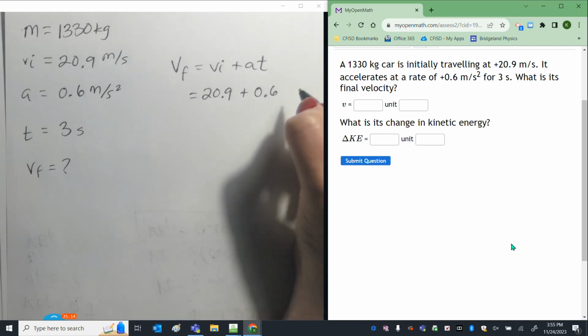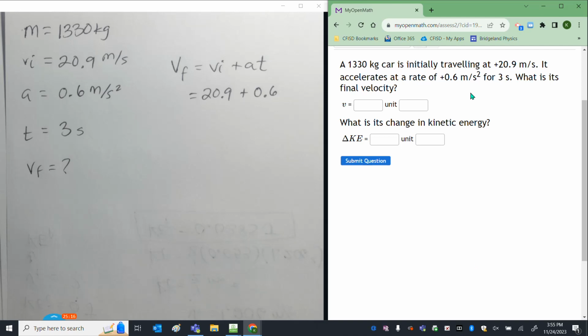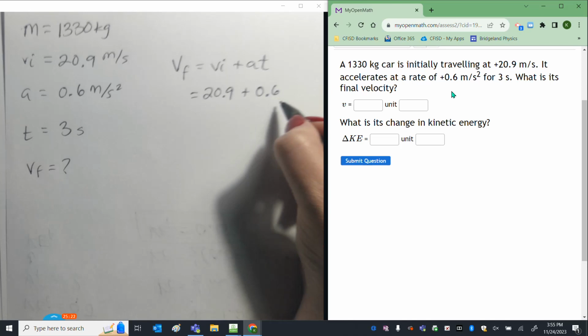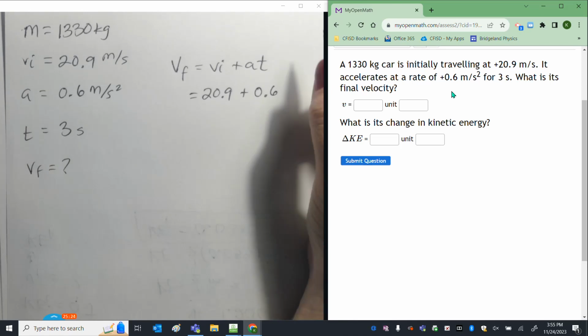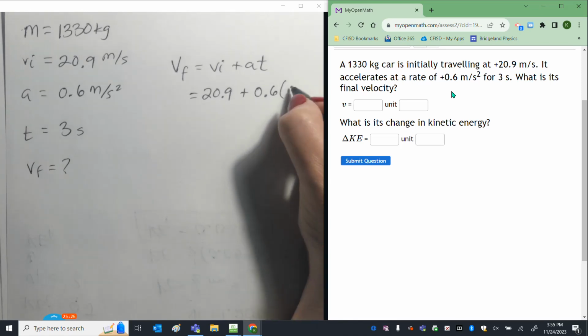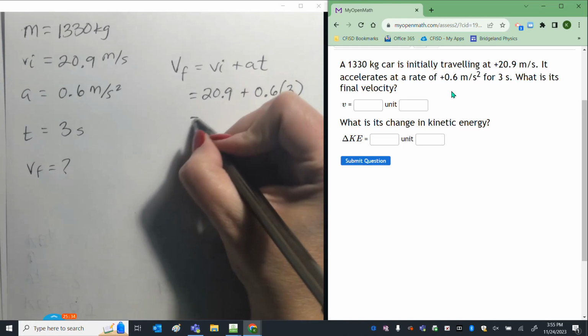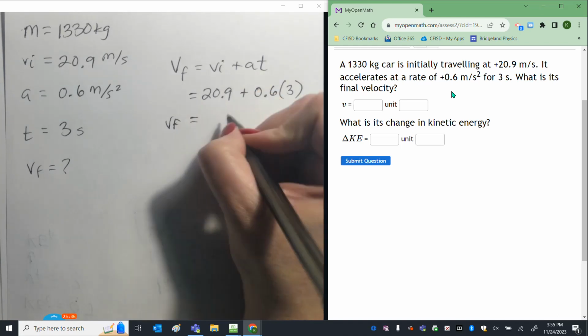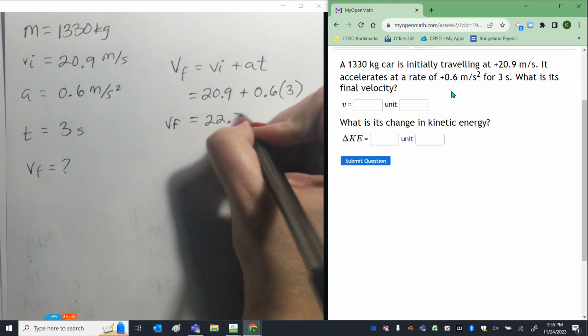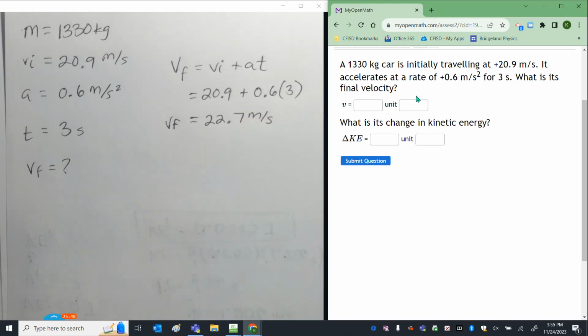Note, you do need to pay attention to your signs. These are both positive, so I didn't bother writing the positive when I labeled it, but if it were negative, it would be super important for you to label it appropriately. The time here is 3. Okay, so let's go ahead and do 0.6 times 3 plus 20.9, and that gives us a final velocity of 22.7 meters per second.